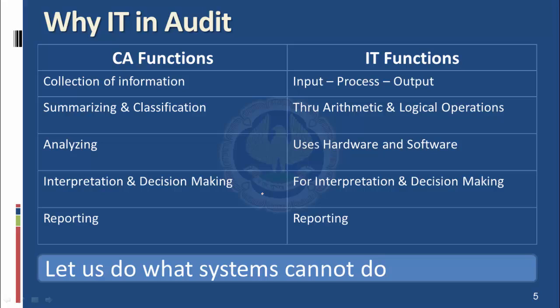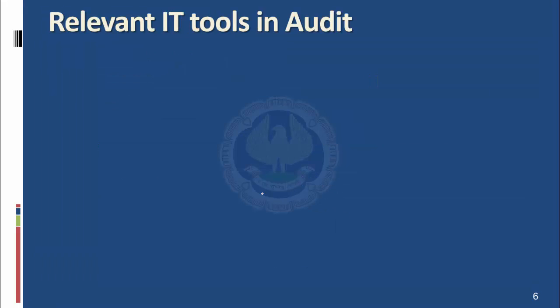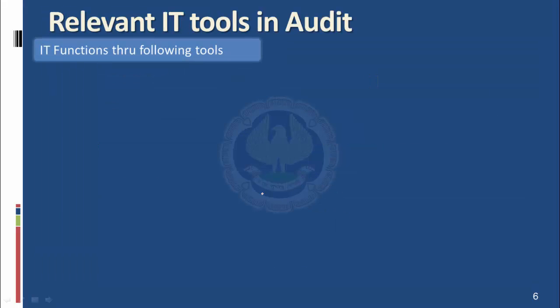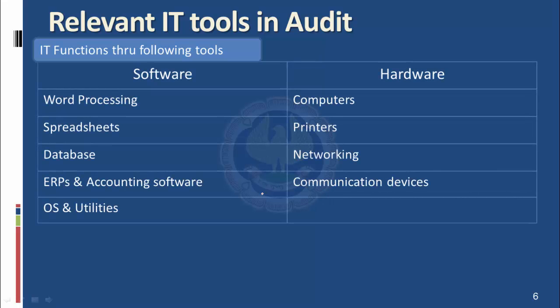This is more important from the CBS point of view, because CBS consists of various components like hardware, software, and networking components spread across the world. We need to understand the flow of data. From that perspective, we need to first understand the CA functions and IT functions. Now, the relevant tools in IT for the purpose of audit: word processing for the purpose of reporting and compiling data. Spreadsheets are used for analytical calculations. Databases are used to store the data. Then ERP and accounting software, then OS and utilities.